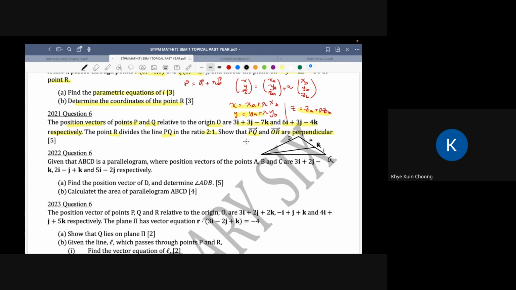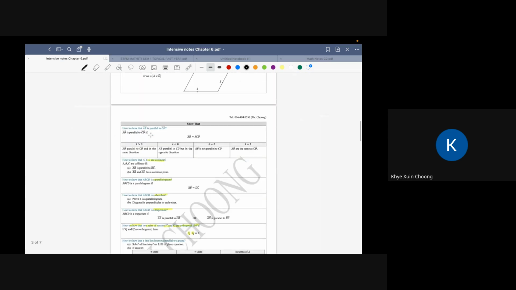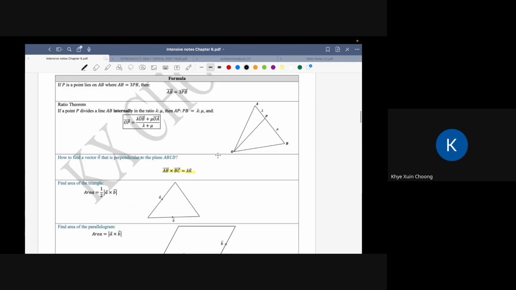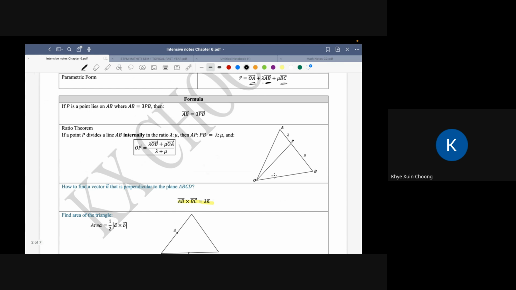Okay. So show that PQ and OR are perpendicular. What you can do is you need to find the OR first. How to find OR? You can actually use the ratio theorem, right? You can use the ratio theorem because you have OA, you have OB, you have the ratio. You can use this ratio theorem to find OP. Okay, so in that question, it should be OR. So you can use this formula to find OR first.